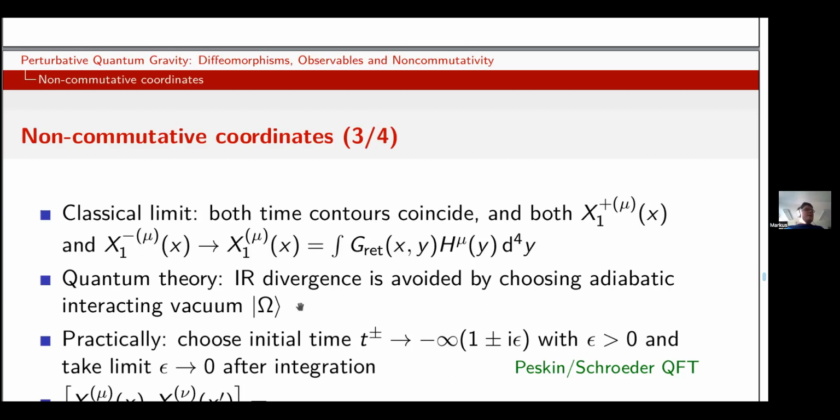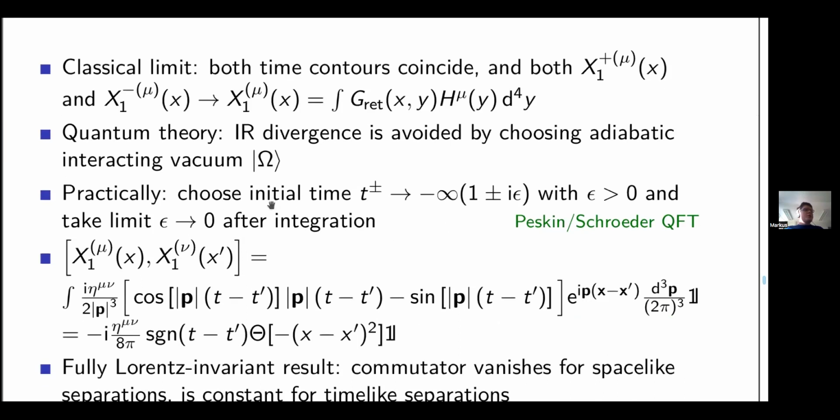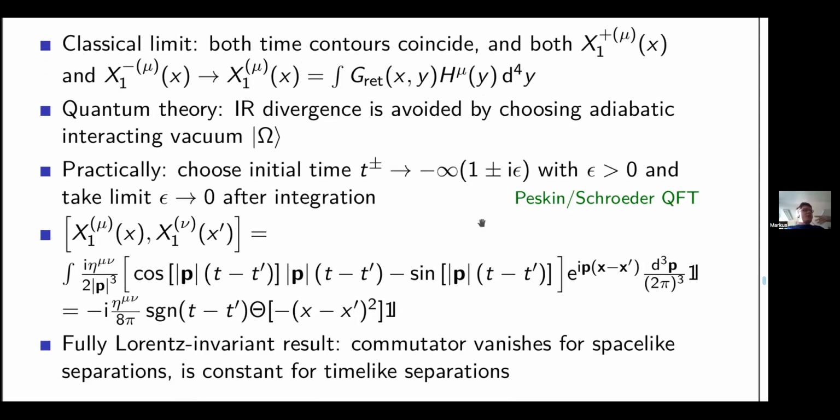And then the IR divergences you can avoid by choosing an adiabatic interacting vacuum. So this is explained in the papers. I don't want to give you many details. In practice, what you have to do is the initial time you don't go directly to minus infinity, but you add some evolution in imaginary time. So plus or minus epsilon, depending on which branch you're on. And then after integration, you take the limit epsilon to 0. And in fact, this is already used in the in-out formalism, so it's explained in Peskin-Schroeder. Okay, you can compute this. And what you get is, well, you get something like this.